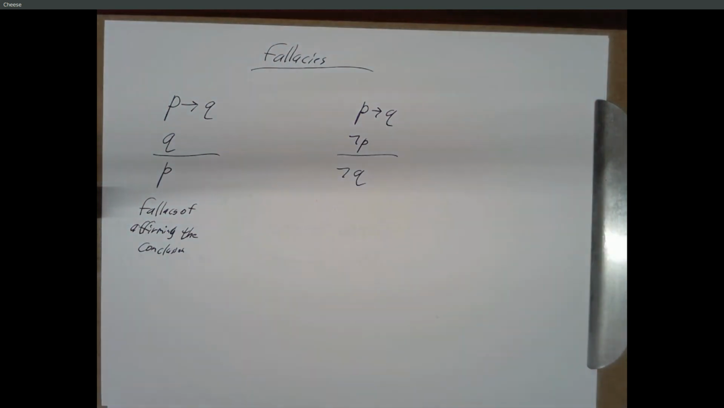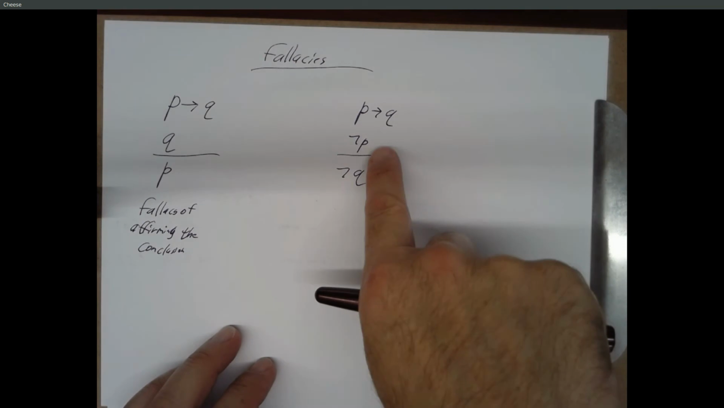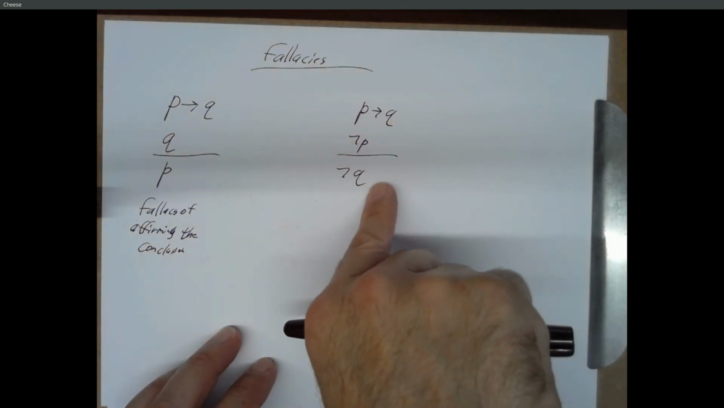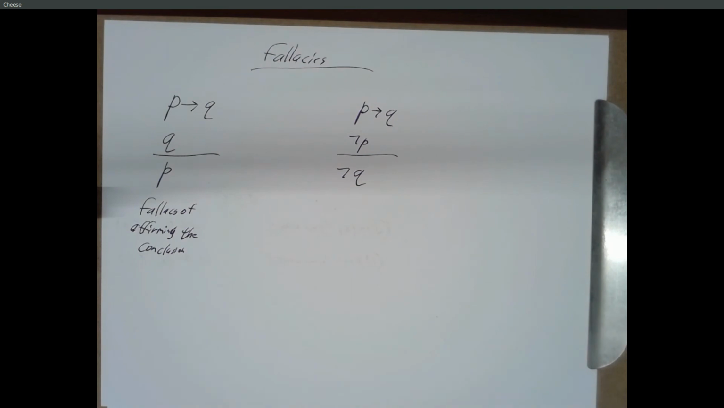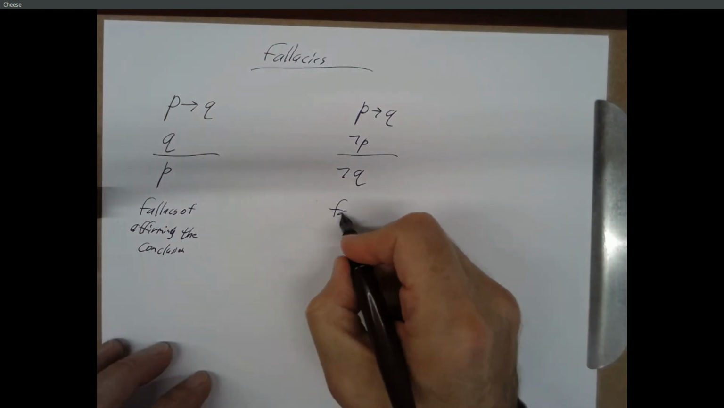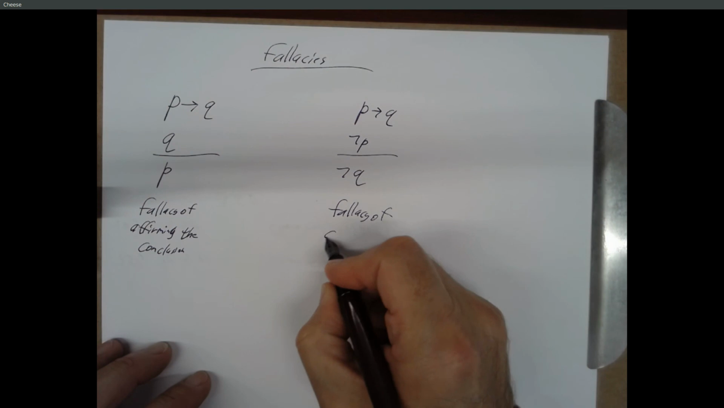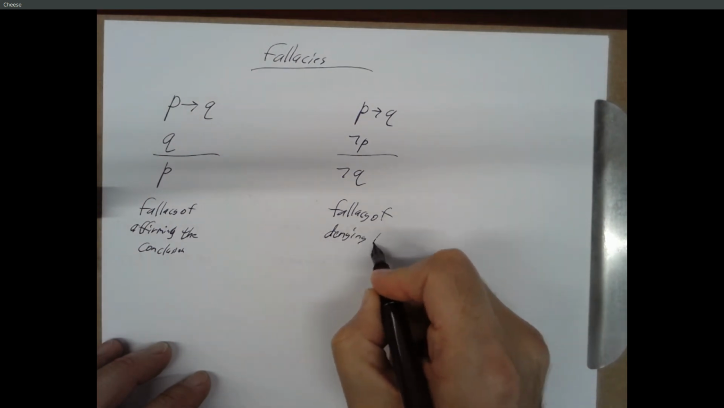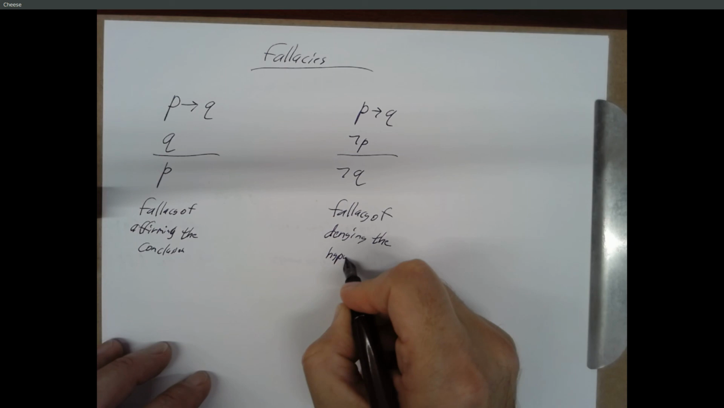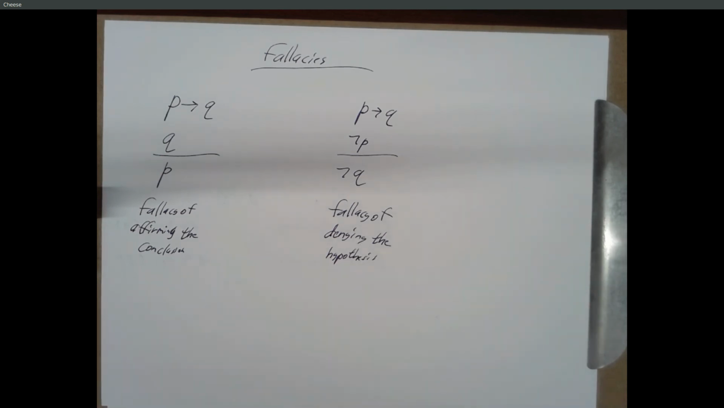Here's another one. If P, then Q. Not P, therefore not Q. We can use the same example. If I win the lottery, I'll buy a new hat. I did not win the lottery, therefore I do not buy a new hat. Well, I could buy a new hat anyway. So this is the fallacy of denying the hypothesis. Those are not logically sound. And sometimes you're asked to identify whether something is true or to identify the fallacy that's being made.